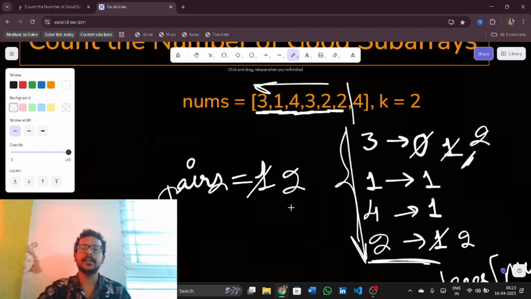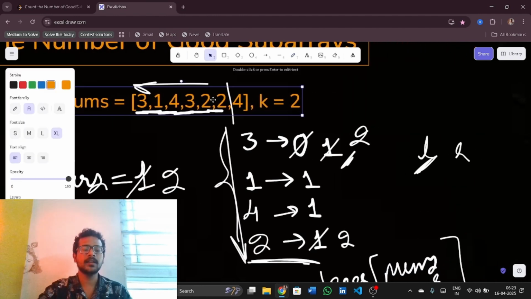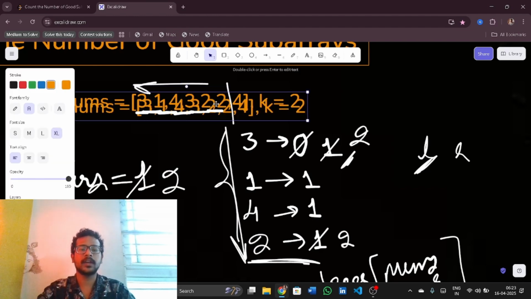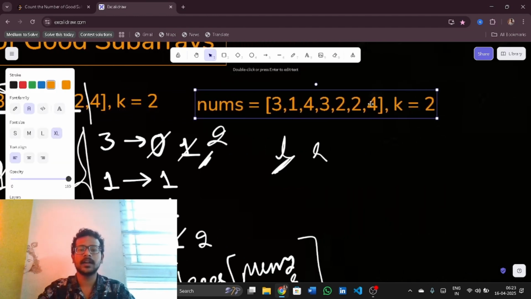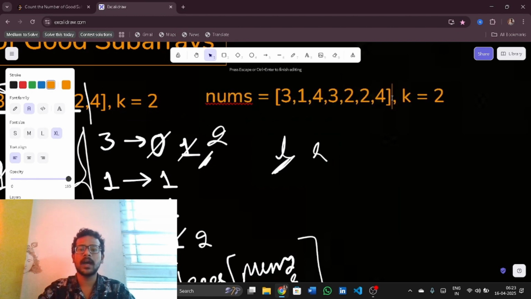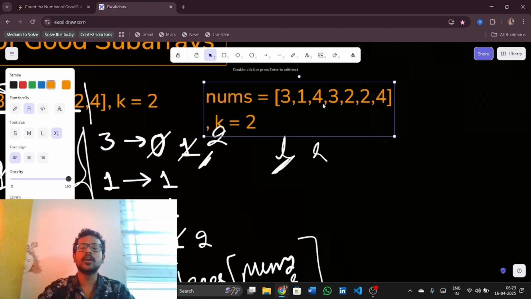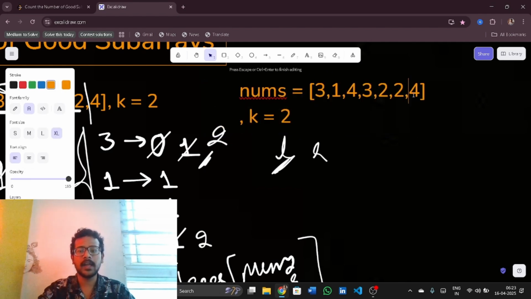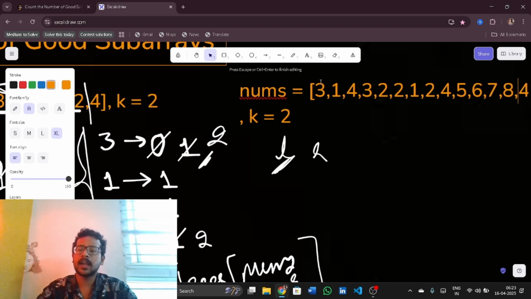Now let me say that I am making a copy of this array, right? I need k equal to 2. That means I need two pairs in the subarray, right? Till this point I got two pairs. Now what I am doing is placing some more elements at the right: 1 2 4 5 6 7 8 9.